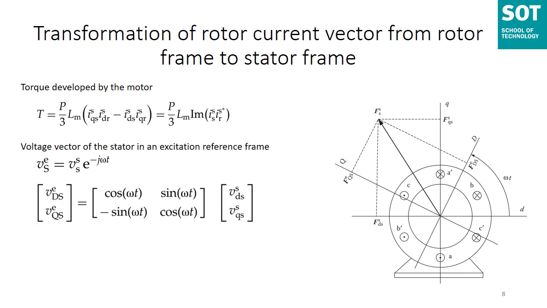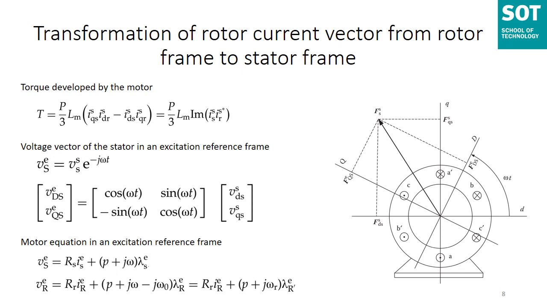like this. See, in the LHS, the D and Q are the DC quantities for the stator, and in the RHS, the small d and small q represent the AC components of the stator voltage. Hence, the motor equation in an excitation reference frame can be expressed like this.